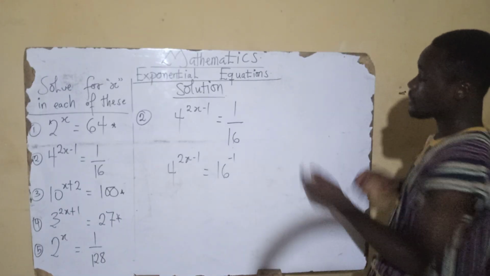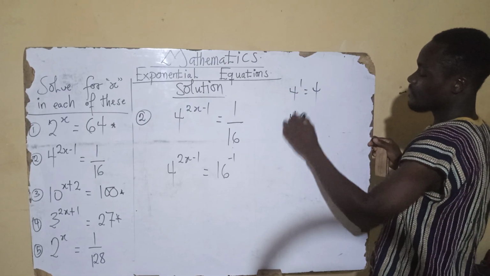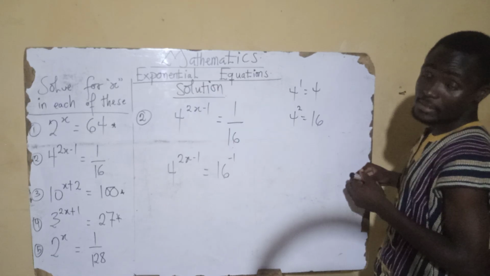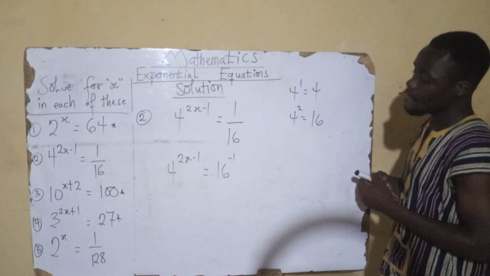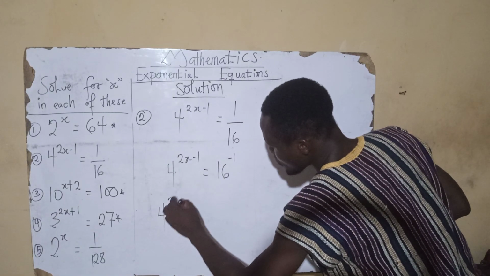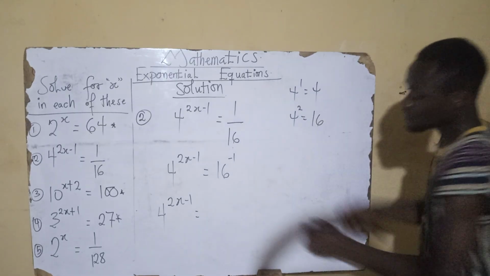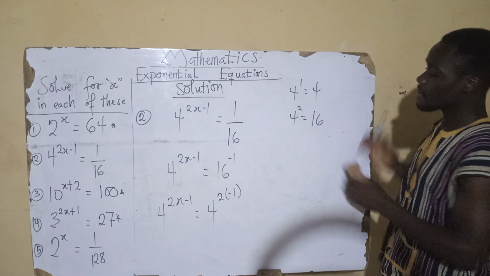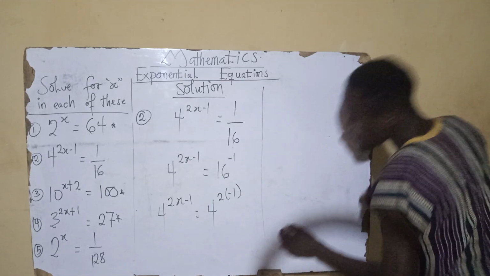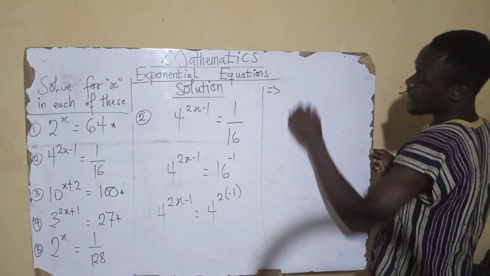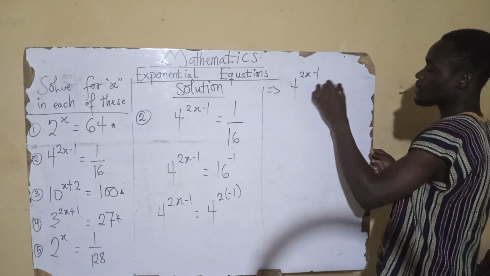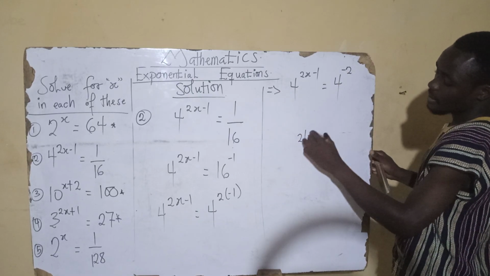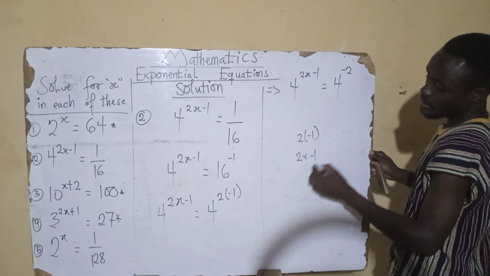We are going to convert this 16 to become a smaller base like this. Let's check it and see if it is possible. So I have 4 exponent 1, which is 4, and 4 exponent 2, which gives me what? 16. Remember the 16 has a power negative 1. So I can rewrite this as 4 power 2x minus 1, which is equal to 4 power 2 multiplying the negative 1. I believe you are following. Very good. So rewriting this, I now have 4 power 2x minus 1 equal to 4 power, multiplying this, I'm going to get negative 2. Remember, when we have 2 in a bracket, it means 2 times negative 1, and this gives me what? Negative 2.